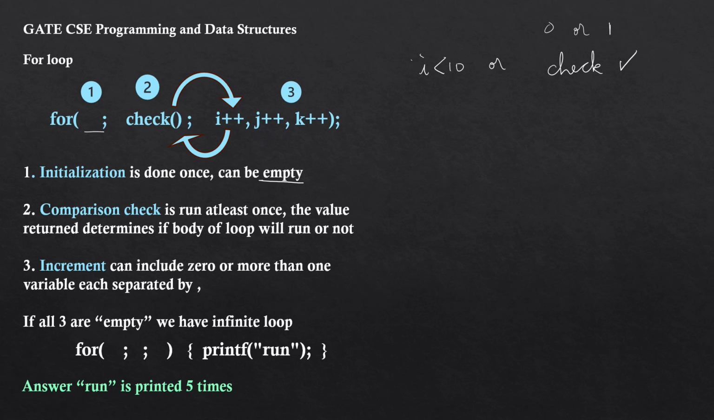So the comparison check is run at least once, and the value returned determines if the body of the loop will run or not. Next part which we saw was the increment. Remember that the increment can have any number of variables. Increment can include 0 or more than one variable, each separated by a comma.